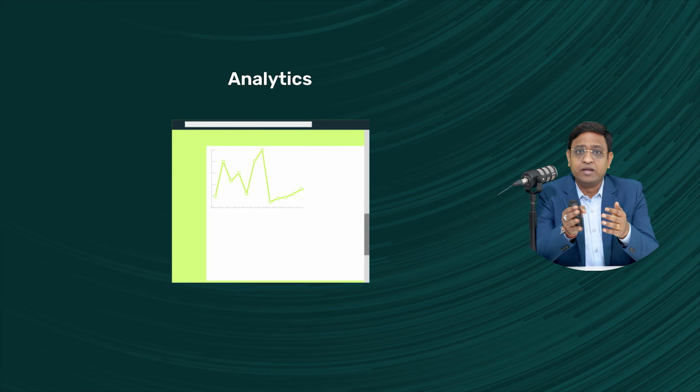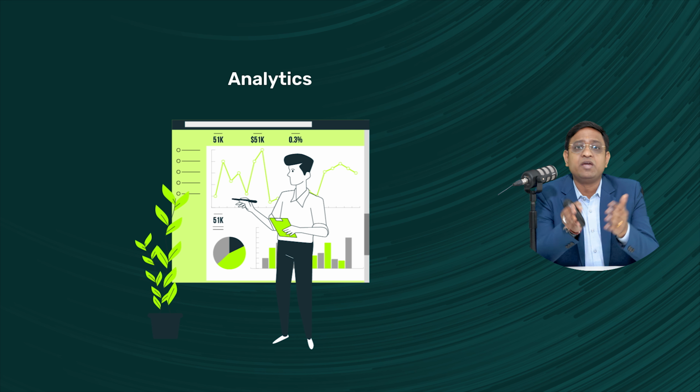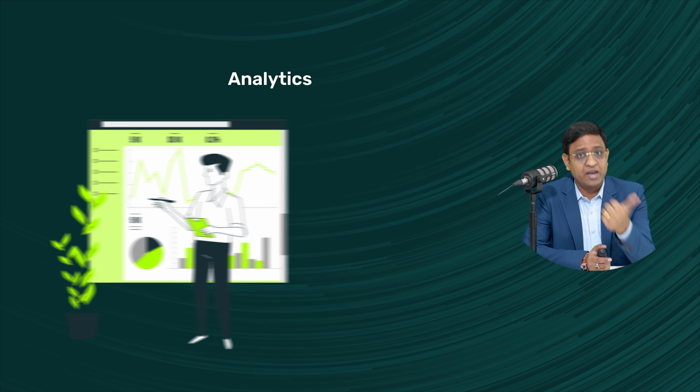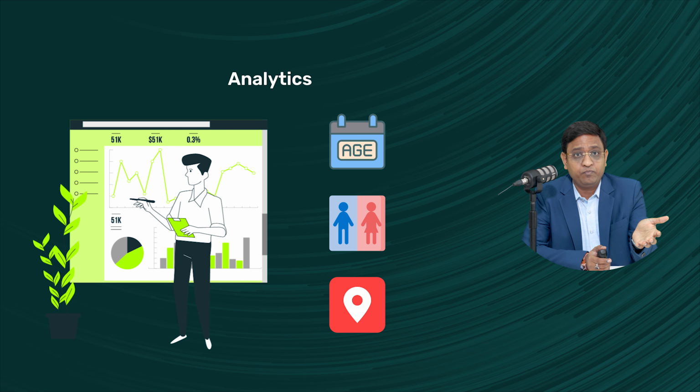The next module of digital marketing is analytics. Google Analytics is one of the tools that helps us to understand the behavior of website visitors. It means that if anyone is visiting my website, we can learn their age, gender, location, and much more.